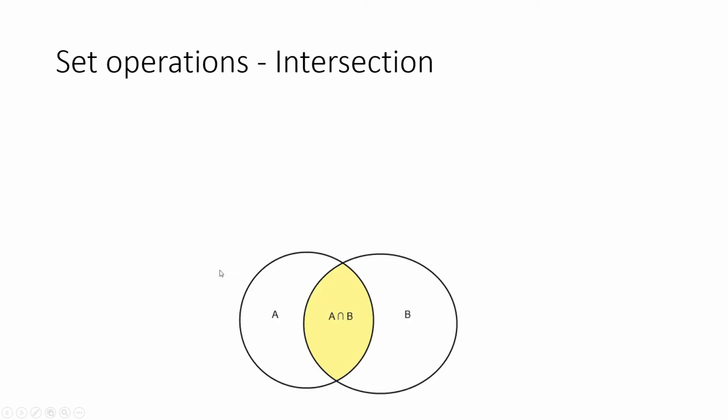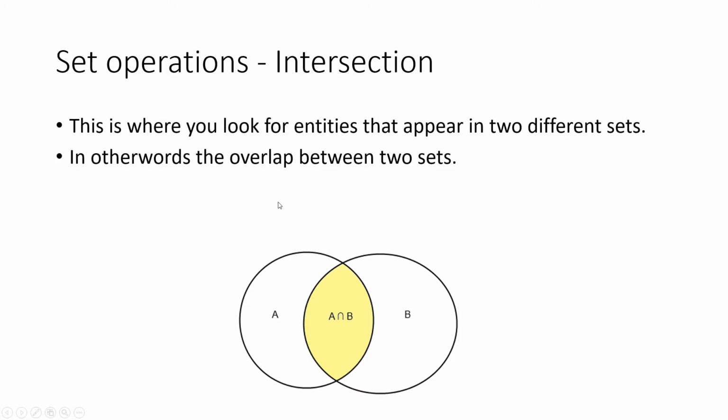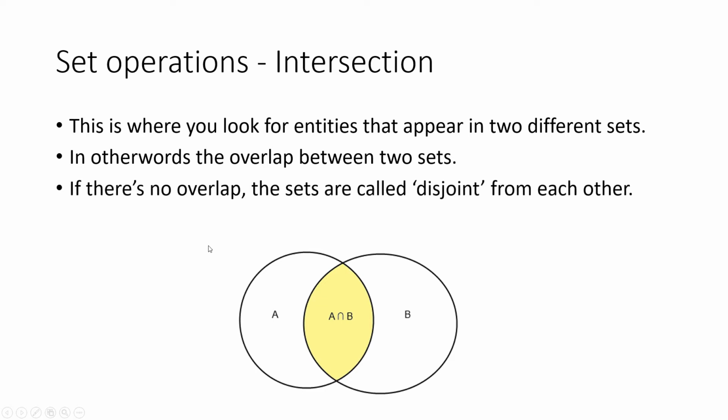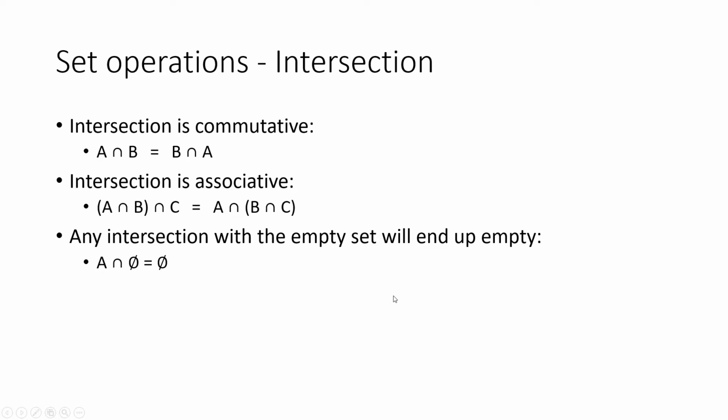Next operation we've got is intersection. There's a symbol for it there. And the yellow region shows you intersection between set A and B. So you look for entities that appear in 2 different sets, the overlap between them, in other words. If there's no overlap at all, which can happen, then the sets are said to be disjoint from each other. Intersection is commutative. A intersection B is the same as B intersection A. It is associative. You can move the brackets around 2 operands to the other 2 operands. And if you do intersection with the empty set, you'll end up with the empty set, but sort of equivalent to saying A times 0.